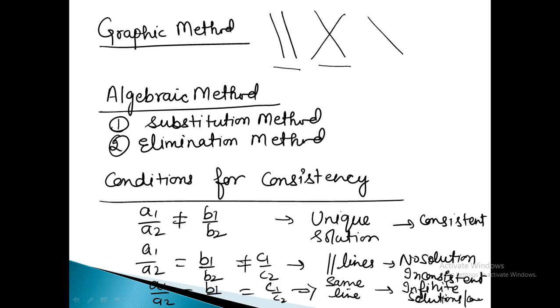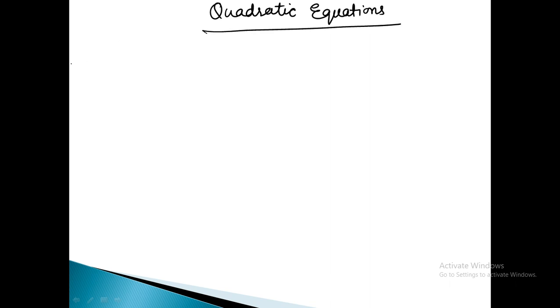Now the next chapter is quadratic equations. In quadratic equations, a quadratic polynomial is of the form ax square plus bx plus c. Here a is not equal to 0, and a, b, c are real numbers.